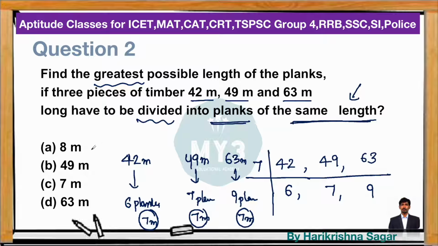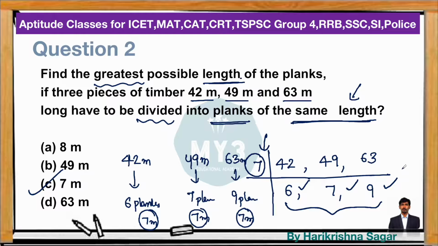So they are asking you to find out the length of each plank. So the length is going to be 7. Mark the answer as C. And sometimes they will be asking you to find out the number of planks. So if they are asking the length, that means GCD, you can directly find this. And if they are asking the number of planks, you can just add 6 plus 7 plus 9. Adding up these numbers will give you the number of planks. So you have to observe whether they are asking the number of planks or the length of the plank, so that you are able to understand by looking at the question.